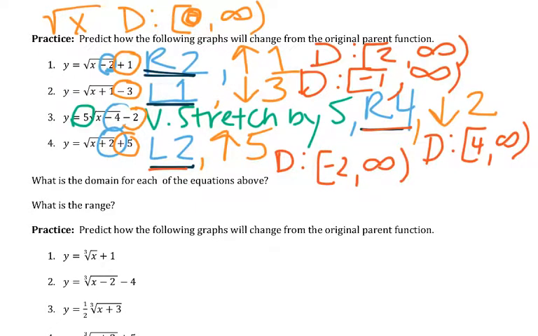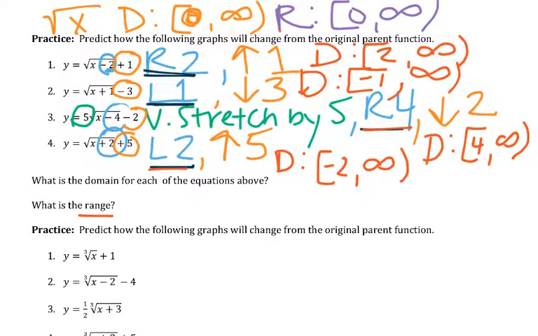All right, the next question is, what is the range? Our range for the parent function, let me do this in purple now, is 0 to infinity, because the outcome of taking a square root can be 0 or a positive number. Our range is going to change only when we move up or down.